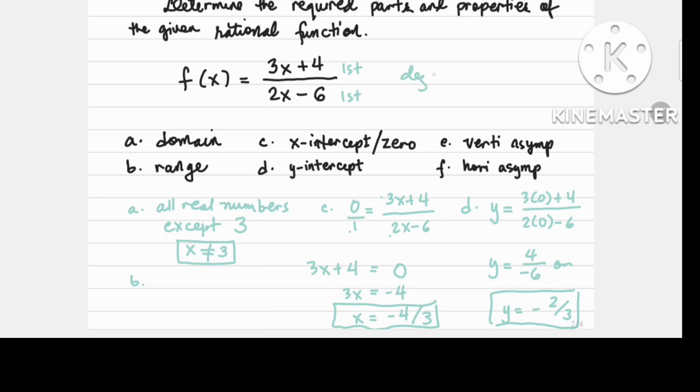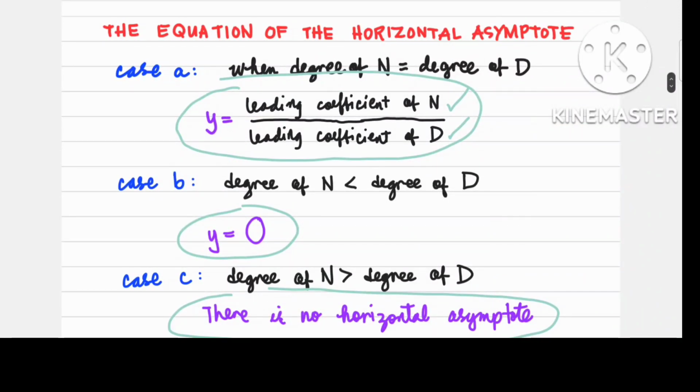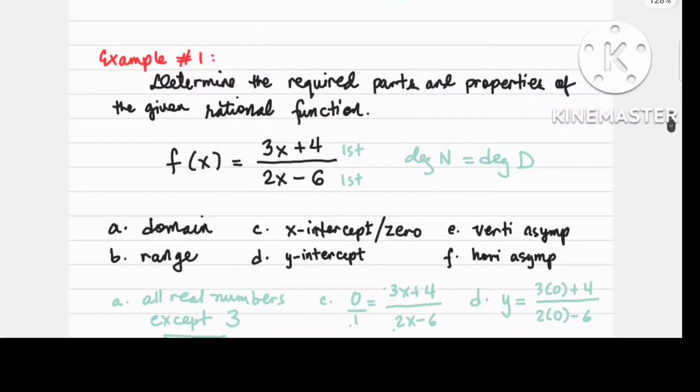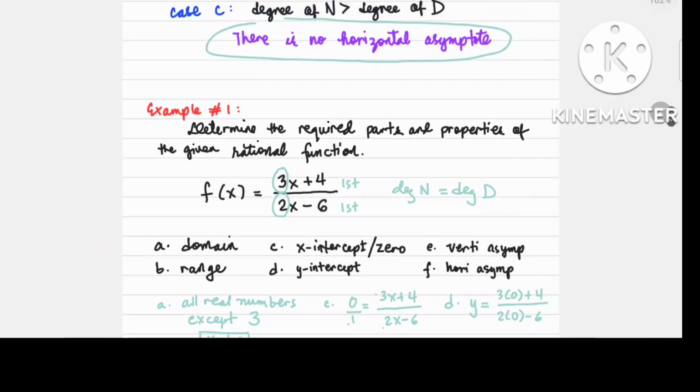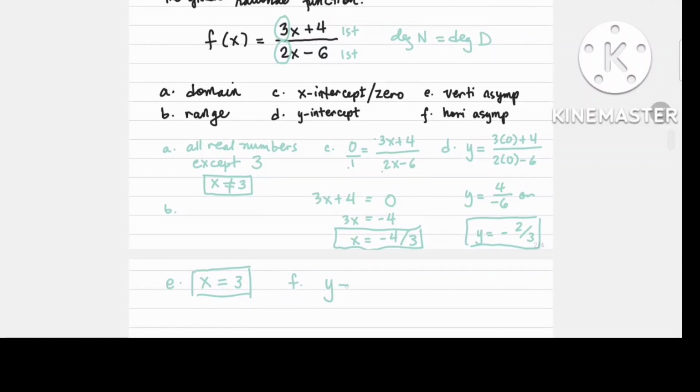So the degree of our numerator is equal to that of the denominator. This is case A. And when the degree of the numerator and the degree of the denominator are equal, the equation of our horizontal asymptote is given by y is equal to the leading coefficient of n over the leading coefficient of d. So that will be 3 over 2. So our horizontal asymptote has the equation y is equal to 3 over 2.